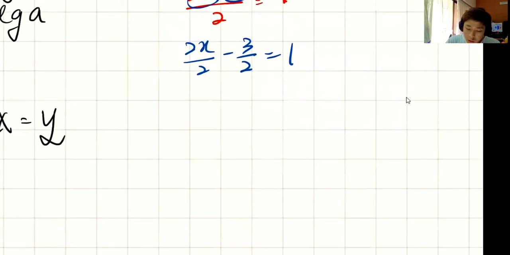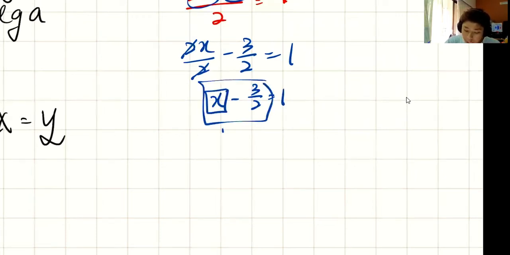All right, so I divided by 2 already. Our purpose is to isolate x, correct enough? So I divide by 2, so I can cancel the 2. I'm left with x minus 3 over 2 equals 1. If I want to isolate x further, what I do to the left-hand side is I add 3 over 2. And to the right, I do the same, add 3 over 2.